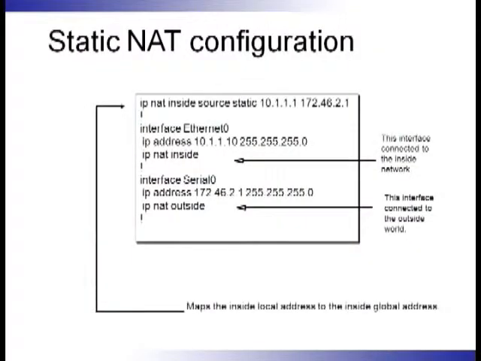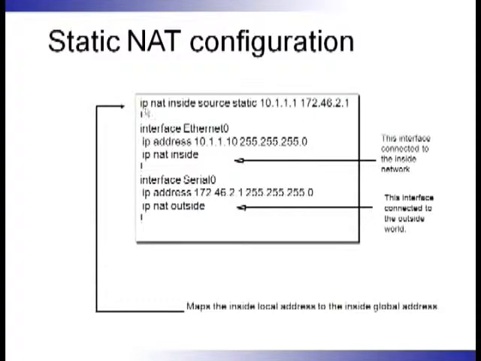Now let's take a look at a basic static NAT configuration. It's really simple, 3 lines. We have our inside network, inside local, our inside global. This is connected to the inside and the outside. IP NAT inside on Ethernet 0. IP NAT outside on serial 0.